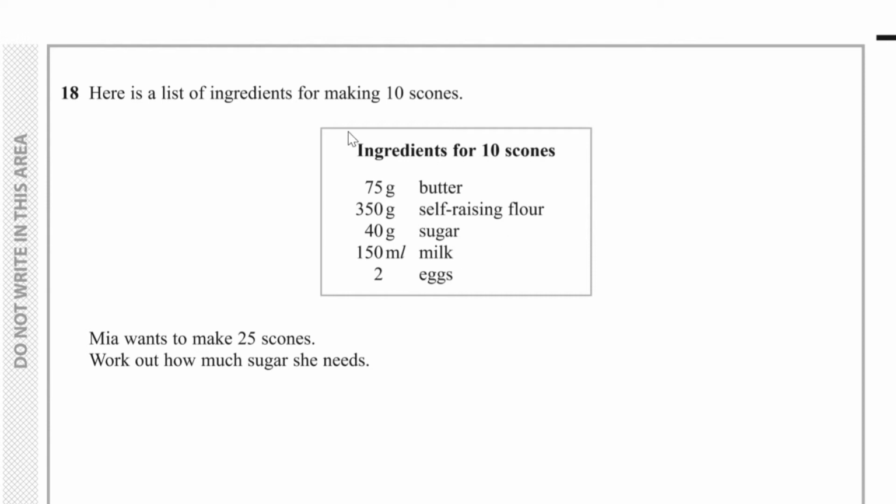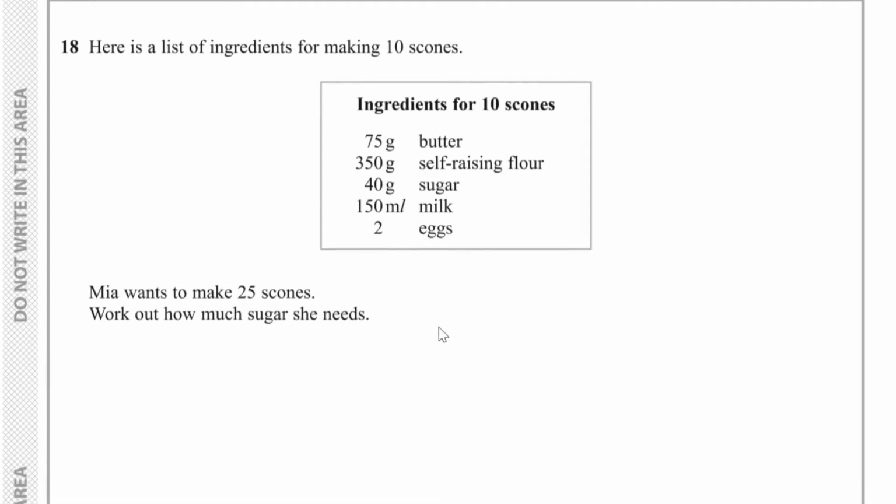Question number 18. Here is a list of ingredients for making 10 scones. 75 grams of butter, 350 grams of self-raising flour, 40 grams of sugar, 150 milliliters of milk and 2 eggs. Mia wants to make 25 scones. We have to work out how much sugar she needs.